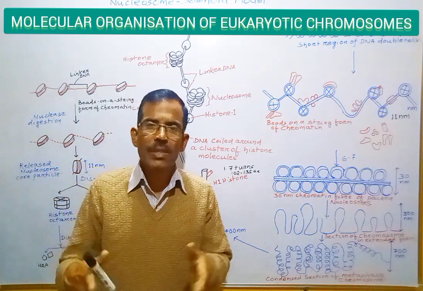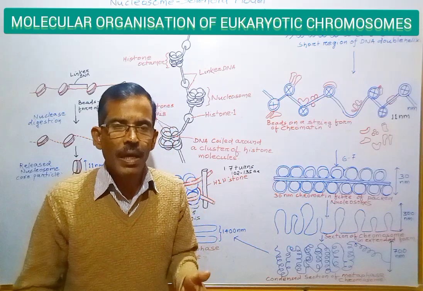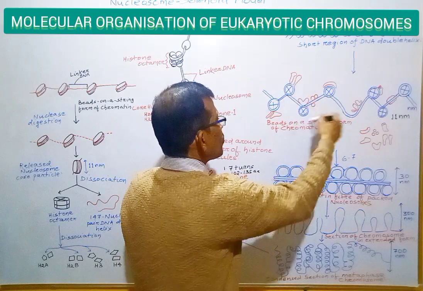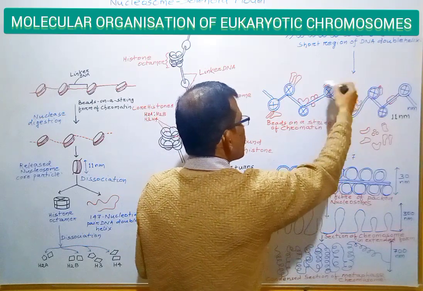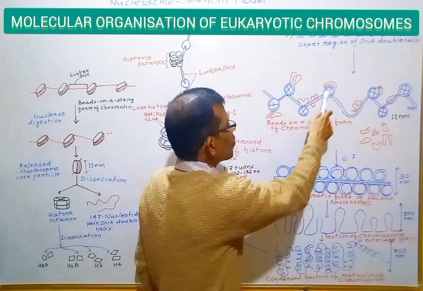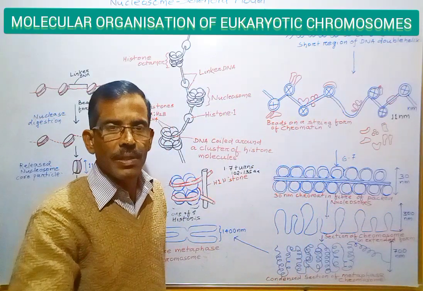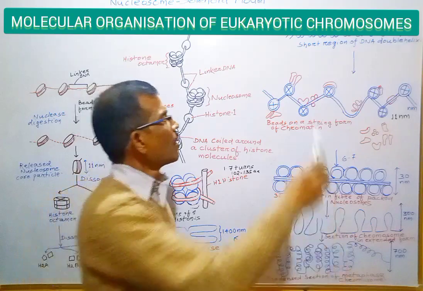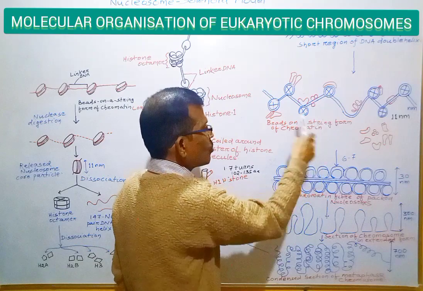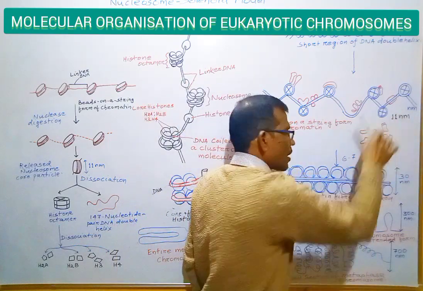Histones are small basic proteins. Their binding with DNA leads to the formation of nucleoprotein complexes called nucleosomes. The formation of nucleosomes provides the first level of organization. As a result, a long DNA double helix is converted into a chromatin fiber which is 11 nanometers thick.